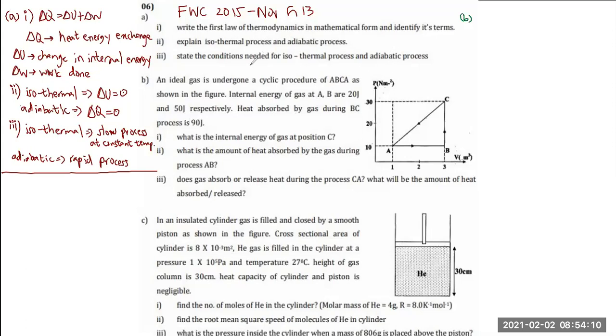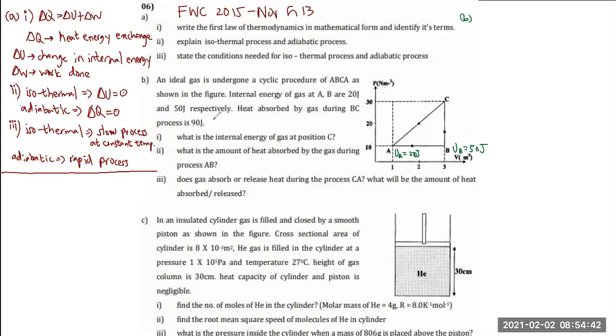An ideal gas has undergone a cyclic procedure ABCA as shown in the figure. Internal energy of the gas at A and B are 20 joules and 50 joules. So internal energy at A, UA, is 20 joules. Internal energy at B, UB, is equal to 50 joules. Heat absorbed by the gas during the BC process is 90 joules.